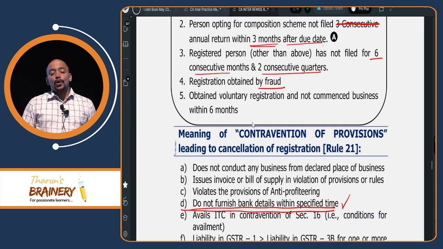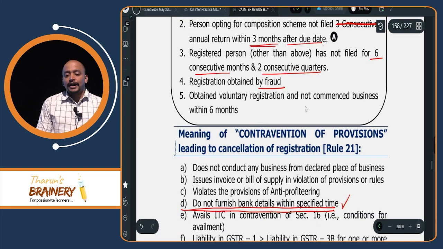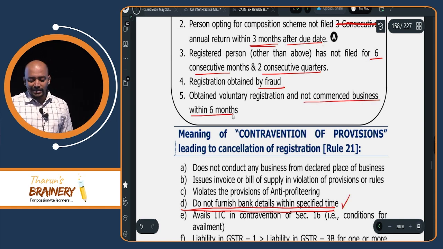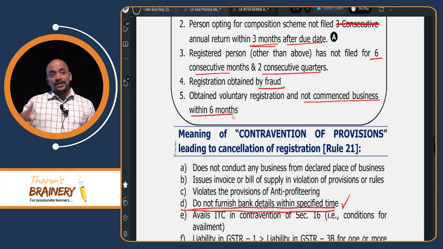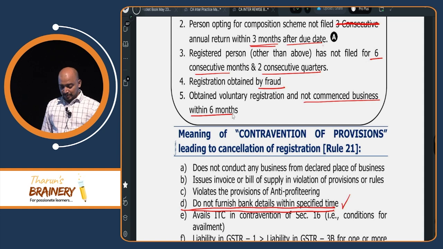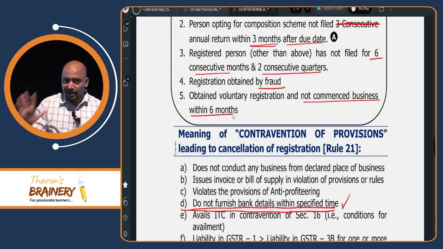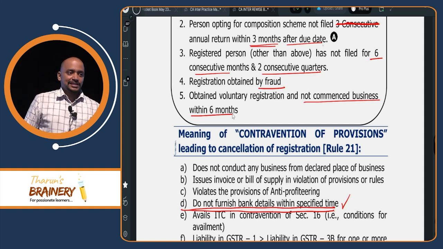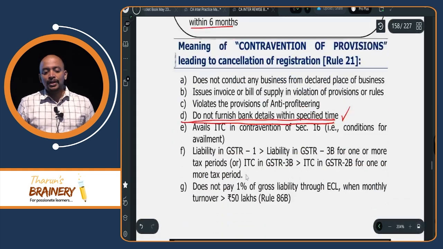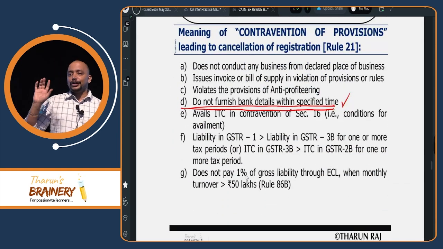Then you obtained voluntary registration and not commenced business within 6 months. So that is voluntarily you got registered and you should have started the business within 6 months, but you did not start business within 6 months. These are the 5 cases where proper officer will initiate cancellation. Now, total 8 points you need to remember.